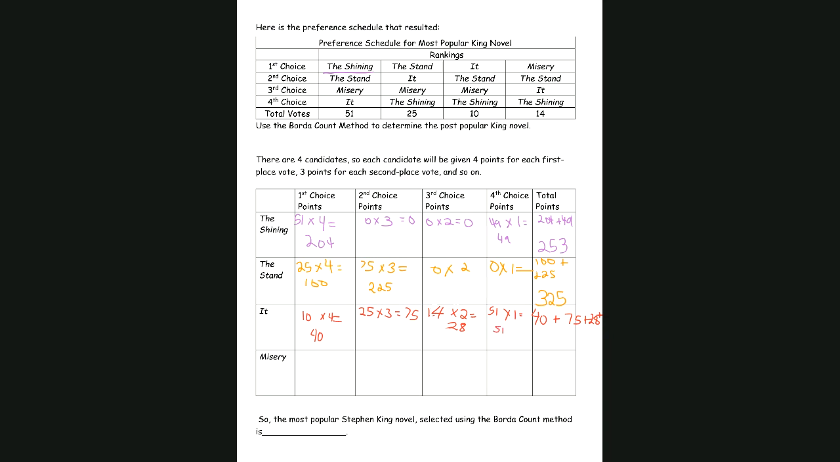So let's add up 40 plus 75 plus 28 plus 51. And when I do that, I get 194. All right, finally, let's look at Misery. So Misery was considered first place by 14 people.